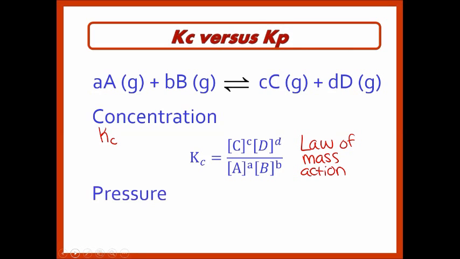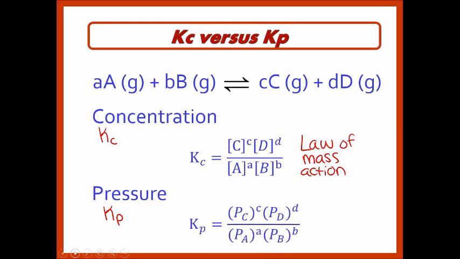But we can also express the equilibrium constant in terms of pressure. So we designate the equilibrium constant with respect to pressure to be called Kp. Now, instead of using the concentration in the law of mass action expression, we use the partial pressures of the reactants and the products in the reaction mixture at equilibrium. Now, the Kp and Kc values of a reaction are not necessarily going to be equal, because the concentration is not the same as the partial pressure of the reactants and products in the reaction mixture.